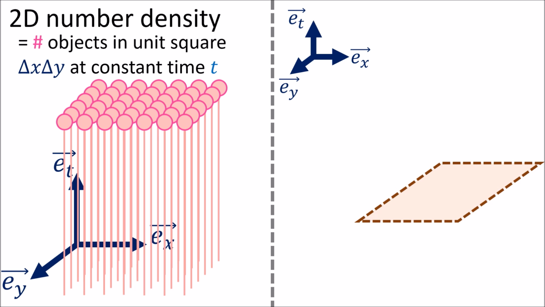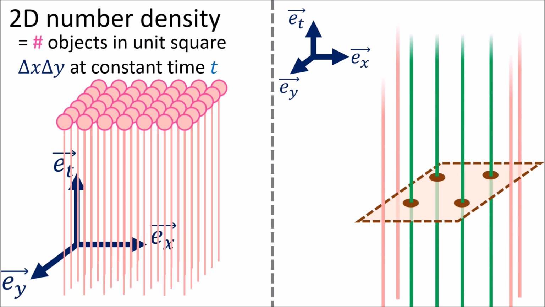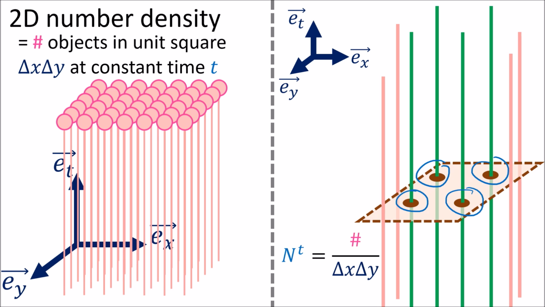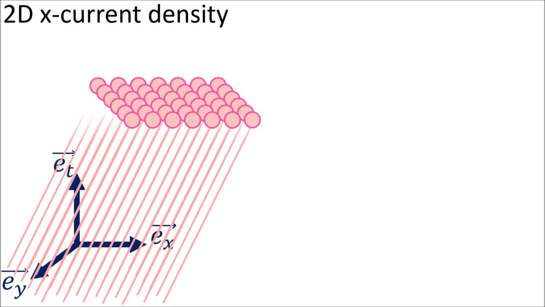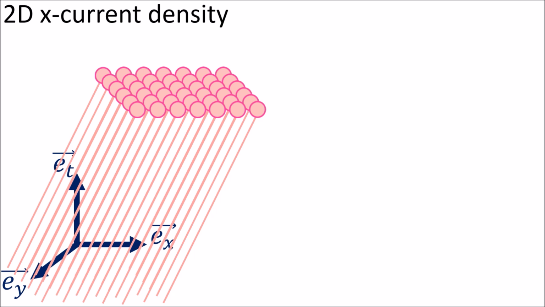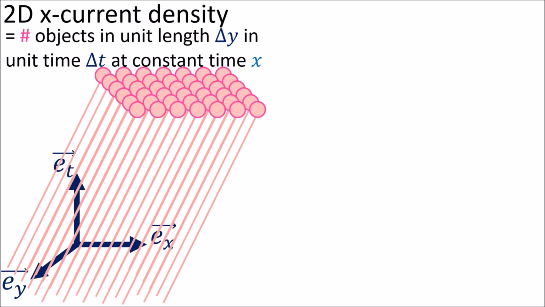This is the same thing as drawing a square at a constant time in the xy plane and counting how many world lines pass through it. So if we have 4 world lines crossing this square, then we have a 2D density of 4 particles per unit area. Now, if we have a bunch of particles moving in the x direction, we can find their x current density. This is the number of particles crossing a unit length per second.